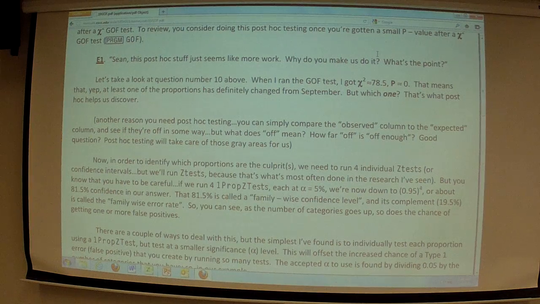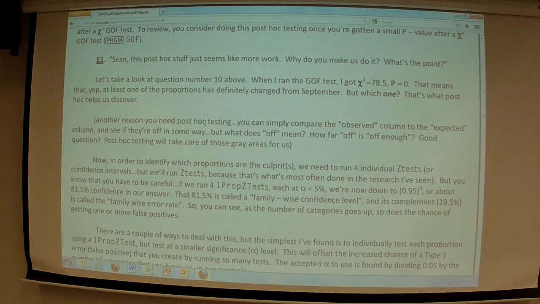Now, the way we're going to do it is you're going to go back into the data and test the data points individually. At which point you all go, what? Why didn't we just do that at the beginning? Because you reduce confidence when you do that. When you run them individually, you reduce confidence off the bat.